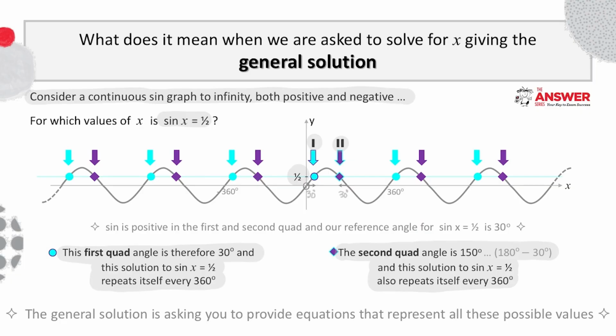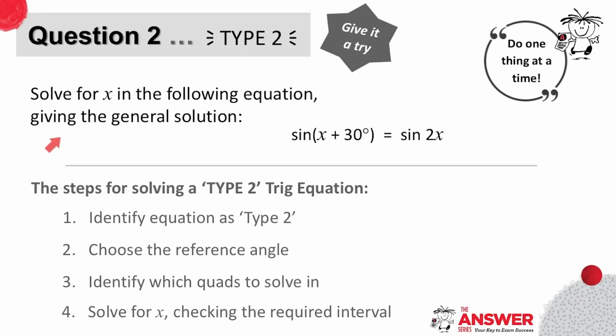We will have a look at how to represent these groupings of solutions in an equation when we go through the solution to our second worked example. Here is the question again, and a reminder of the 4 steps required. Let's take a look through them again quickly.